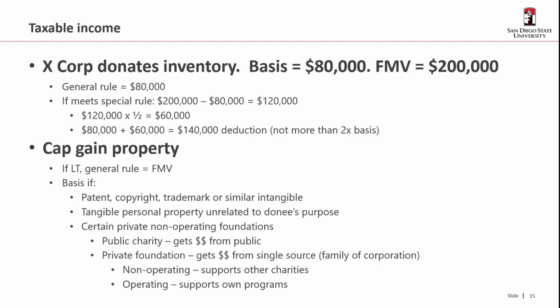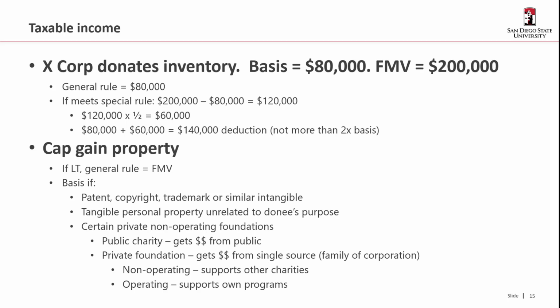So we better do an example. So let's say X Corp donates inventory, and its basis in that inventory is 80,000, and the fair market value of that inventory is 200,000. So if we were to apply the general rule, that's ordinary income property, the donation amount is considered its basis. If, on the other hand, it meets the special rule, so let's say that inventory goes to a charity for the needy or for infants, and it's going to be used for some sort of purpose. So let's say it's Procter and Gamble, and they donate diapers to a charity that's going to, in fact, give those diapers to needy families.